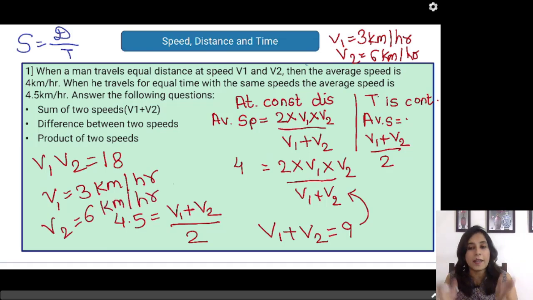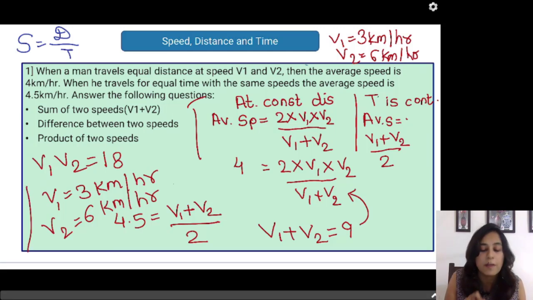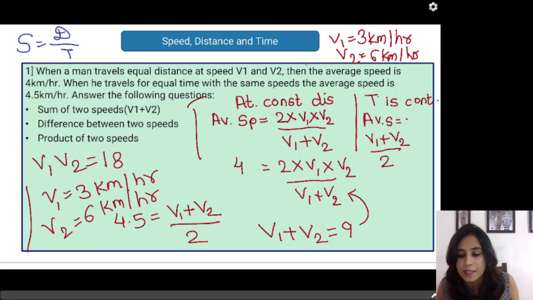So had I known this formula firsthand, had I known the average speed when my distance is constant and when t is constant, I would have got the value of V1, V2 within seconds. So please learn this particular formula by heart.